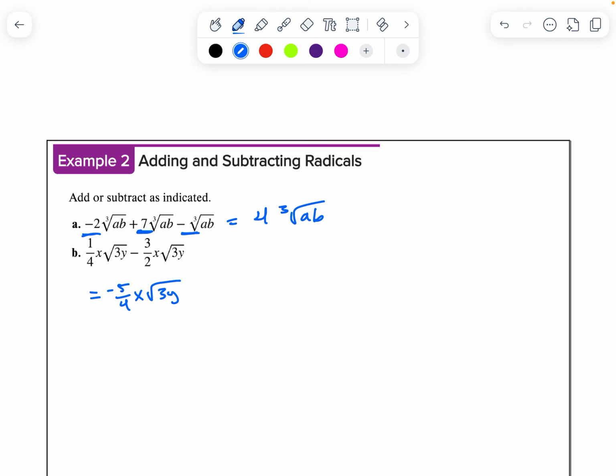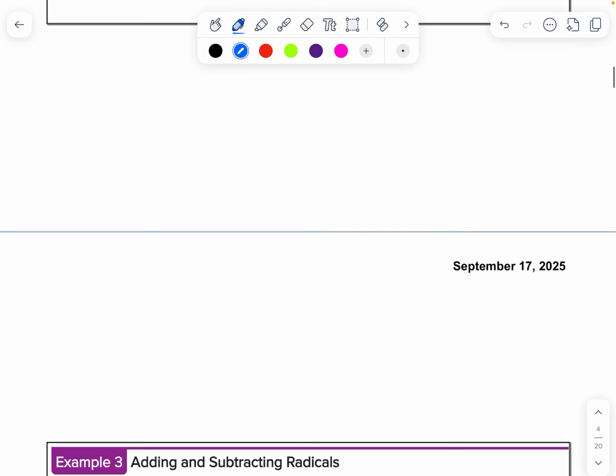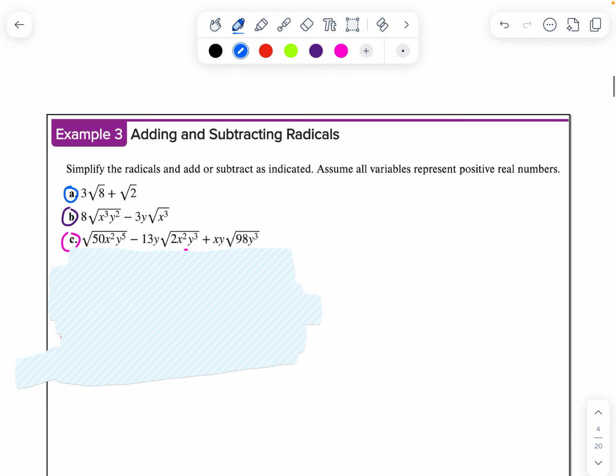So when adding and subtracting, all we're doing is treating it as if we're combining like terms. If they don't look like like terms, so in this example, I have a square root of 8 and a square root of 2, those are not alike. You're going to do your best to get them to be alike. So in this example, 3 square root of 8 plus square root 2. Is there a way to get them to be alike?